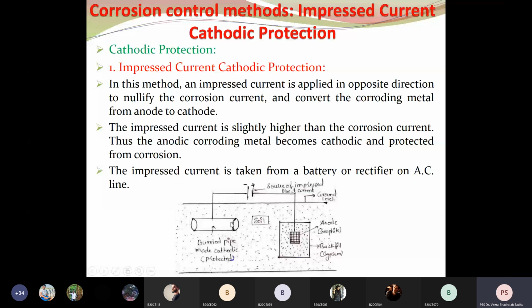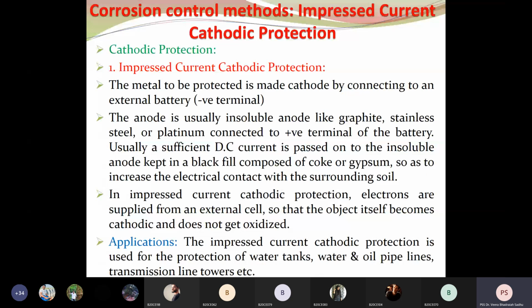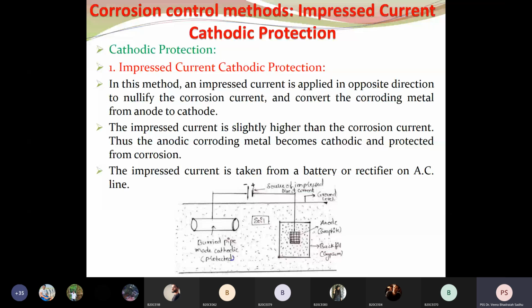So the metal to be protected is made cathode by connecting to an external battery, which is a negative terminal. The anode is usually insoluble, like graphite or stainless steel or platinum, which is connected to positive. And there is a battery connected, which usually supplies sufficient DC current.